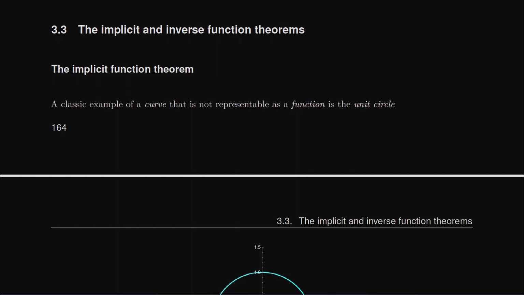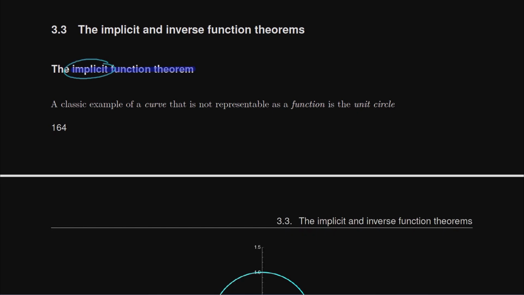Moving on to section 3.3, we're talking about the implicit function theorem and the inverse function theorem. It really is two subsections, but they're so closely related to each other that it's nice to group them together into a single topic. So we'll start with the implicit function theorem. And you've probably worked with implicit functions in the past, but maybe didn't really know that that's what you were working with at the time.